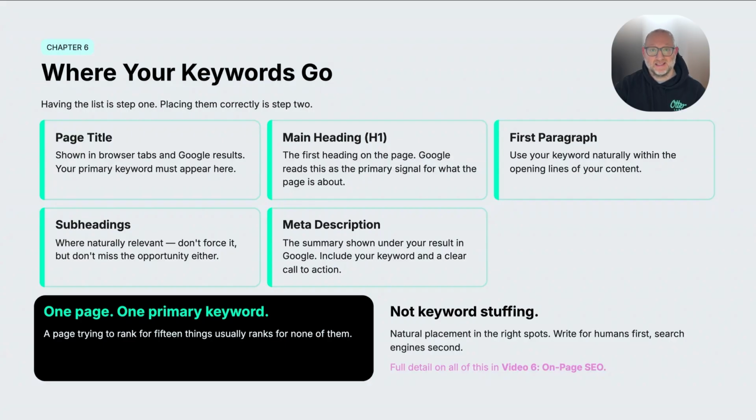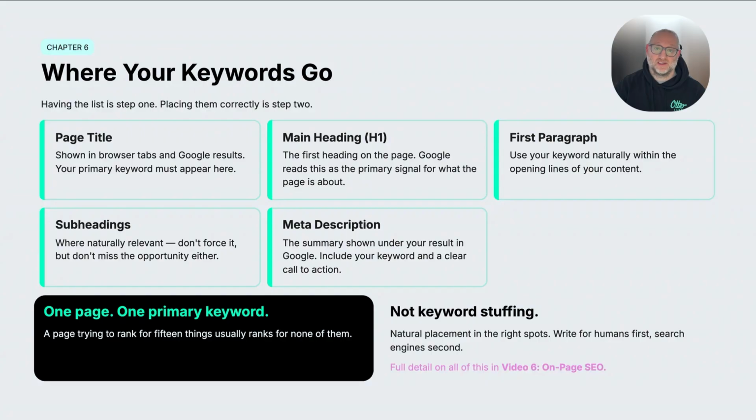The key places are your page title, the thing that appears at the top of the browser tab and in Google search results, your main heading on the page, the first paragraph of your content, subheadings where they're naturally relevant, and your meta description. The brief summary that appears under your page title in the Google results, basically.